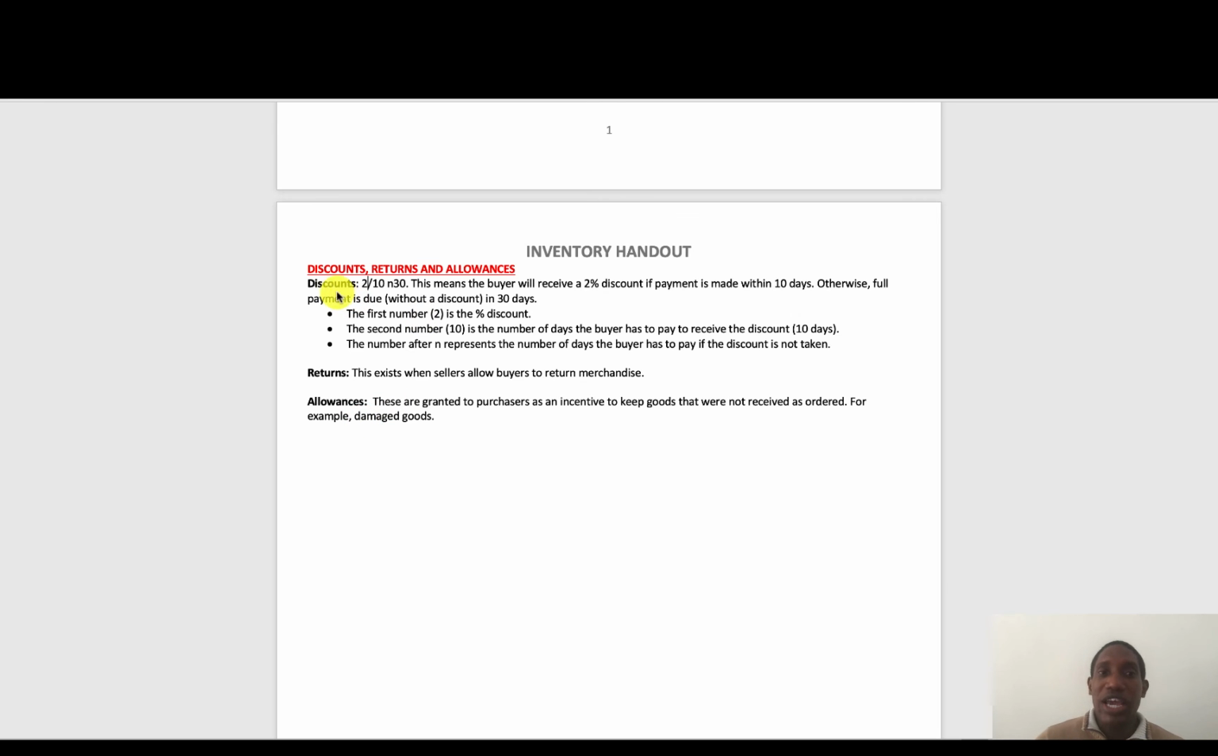So to recap, three things: discounts, you have to be able to read that. The first number is the percentage, the second number is the number of days, and then the last number is how much the full amount is due if you don't get the discount. So this is a 2% discount if paid within 10 days, the full amount due in 30 days. Returns is if you buy something and then you decide to return it. And allowances, if you buy something and something is wrong with the items you bought, instead of returning it, you get a reduction in the price you pay for those goods.